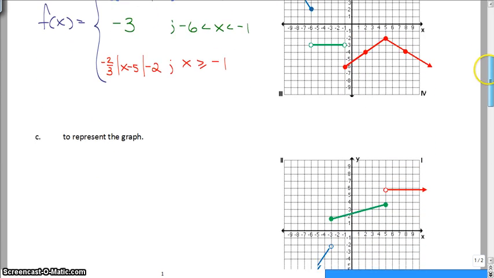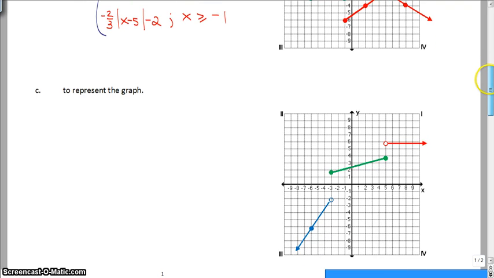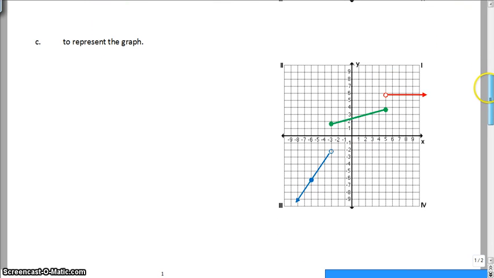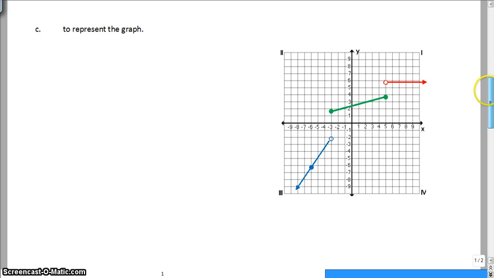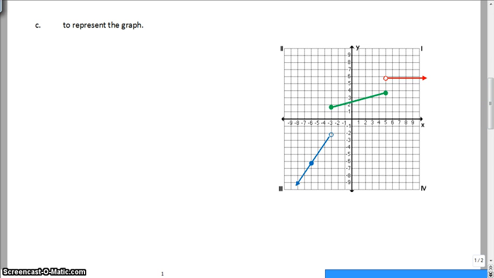Part C does have a tricky part to the graph because we can't find the y-intercept easily for the green line here. What I'm going to ask you to do anyway is pause the video and try part C for a minute or two on your own and see how much you can get. Okay, so let's see if you did this correctly.